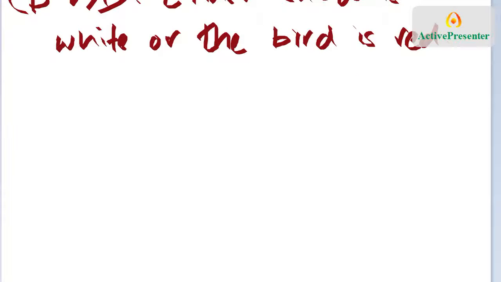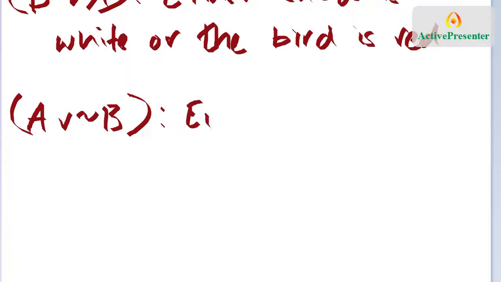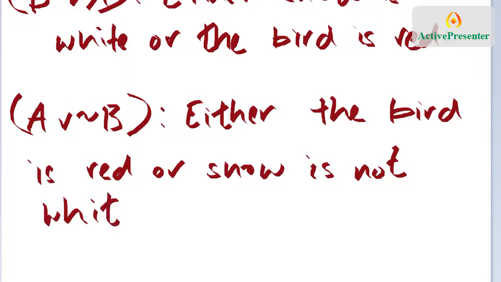And then the third one, A or not B, or A wedge tilde B. And so this will be either the bird is red or snow is not white.